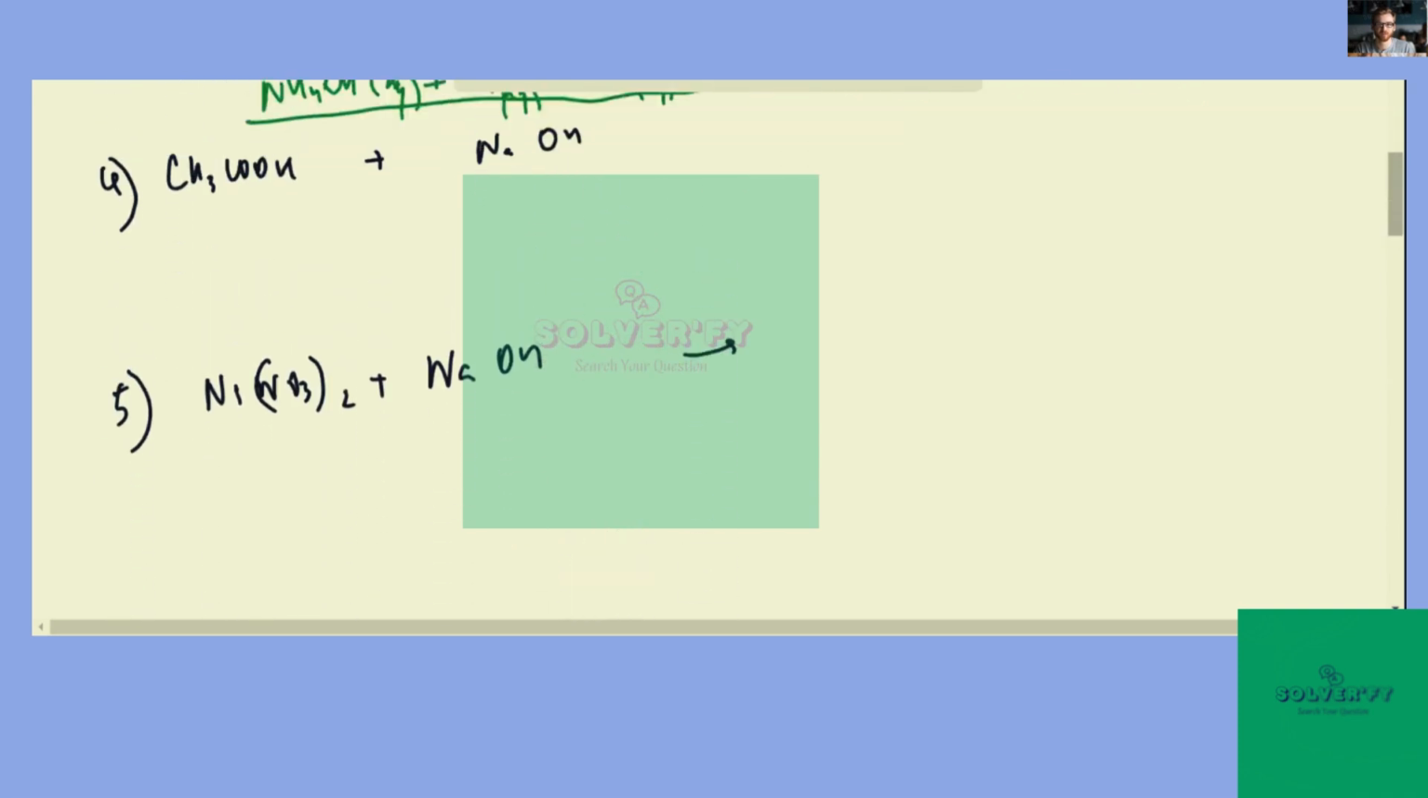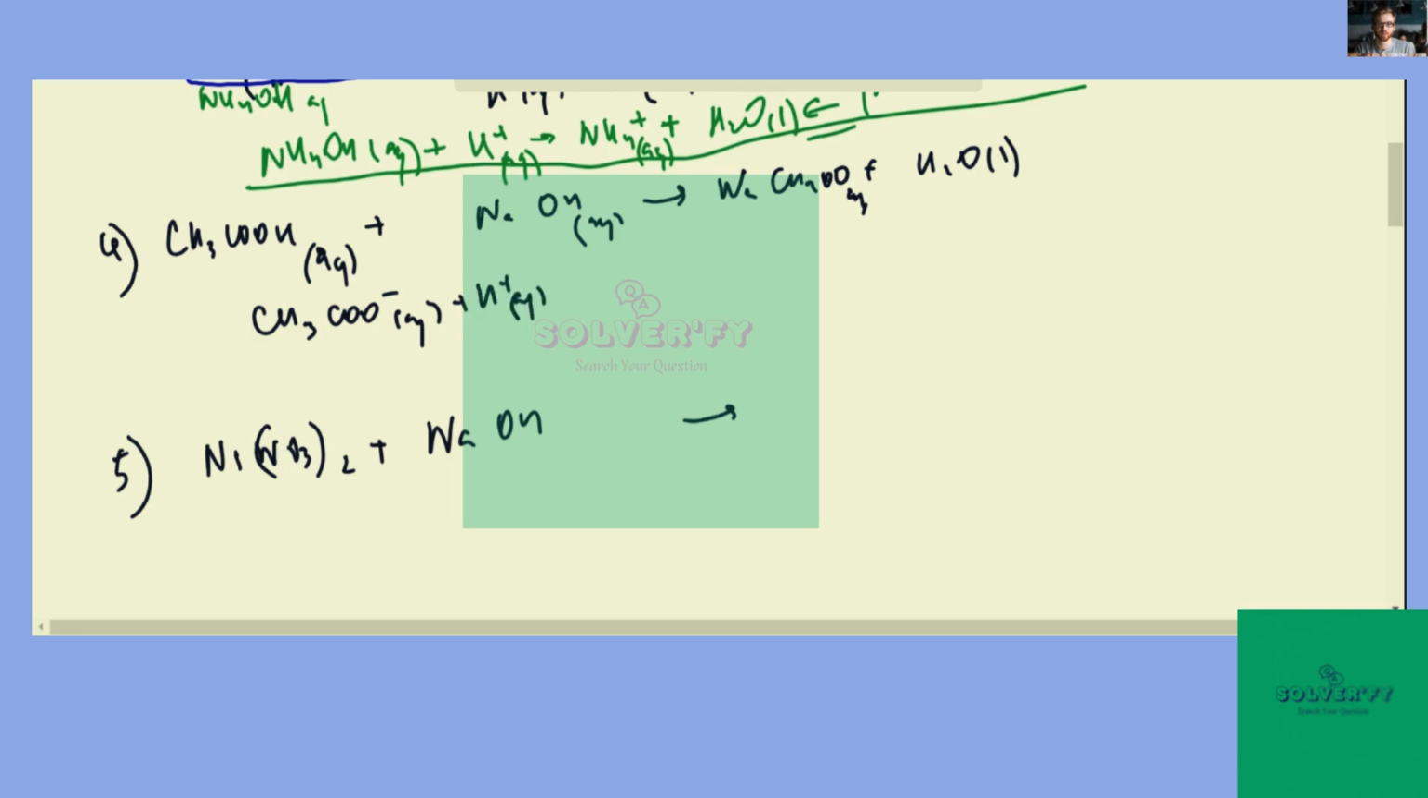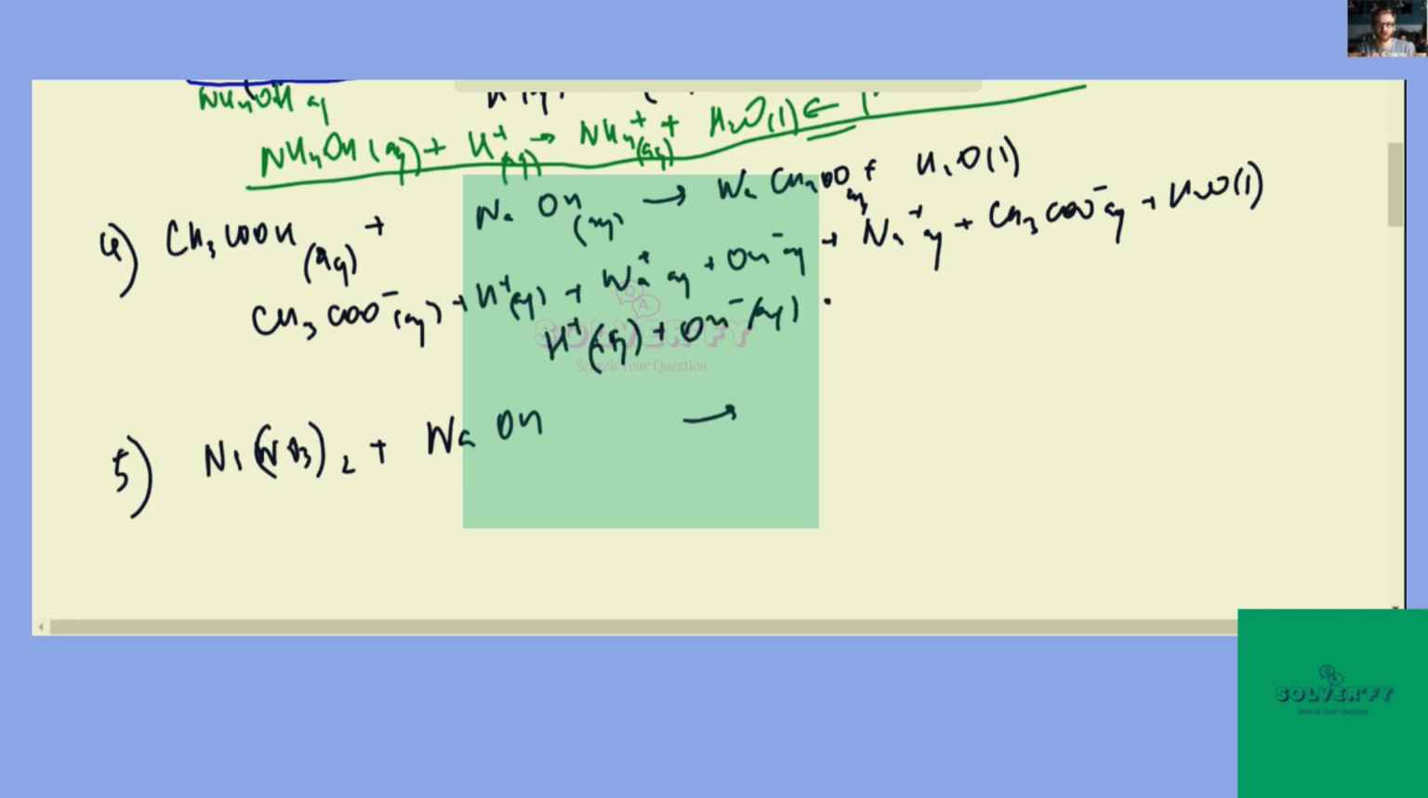In the next one, we have to write down the reaction between acetic acid and sodium hydroxide, which forms sodium acetate and water. So the complete ionic equation looks like the following. And the net ionic equation is just a reaction between H+ and OH-, forming water.